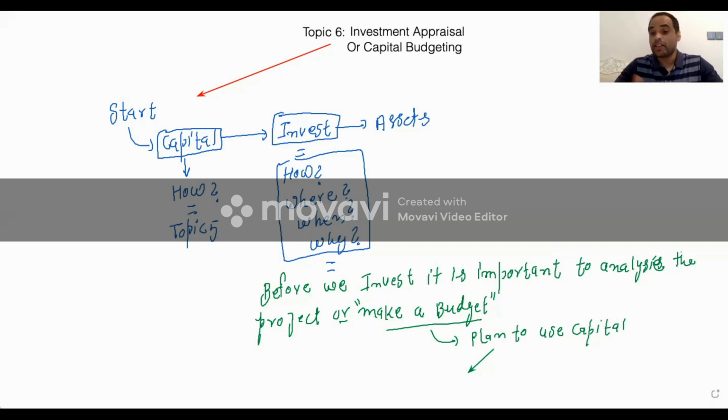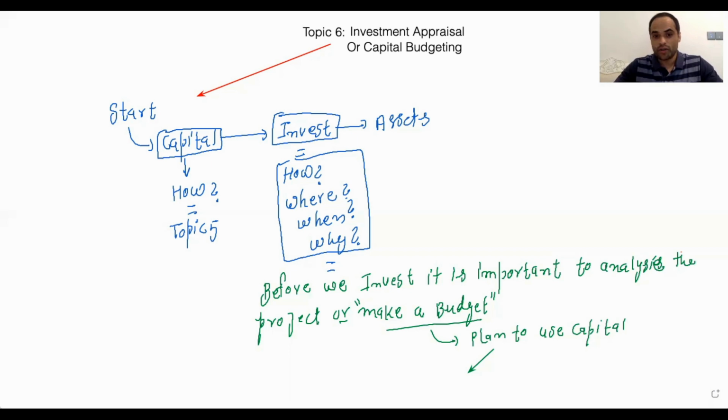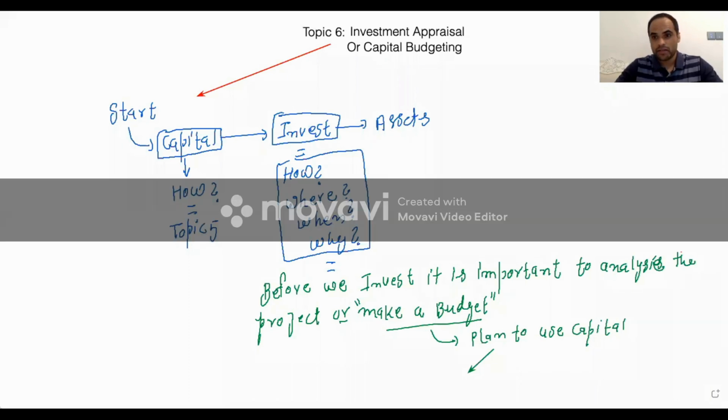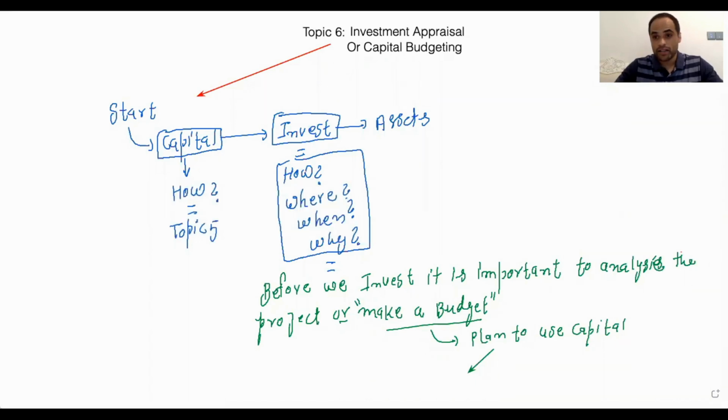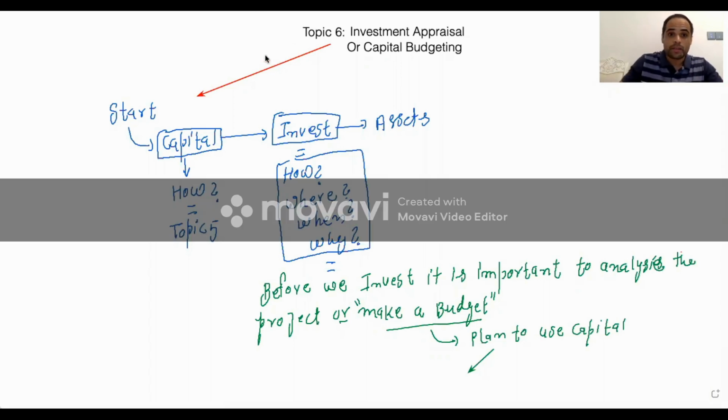The answer is very simple. If you're not going to analyze the project, what will happen? If you're not going to make a plan for money, you have $5,000, and you don't plan how much money you're going to spend where, what will happen? You will lose money, right? And if you lose money, can you get money again? No. That's why it's very important to make a plan. So the question is, why is it important to make a plan?